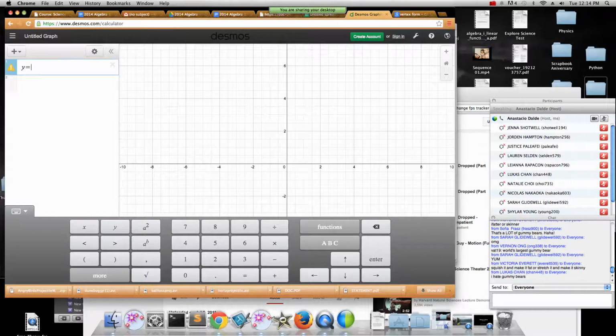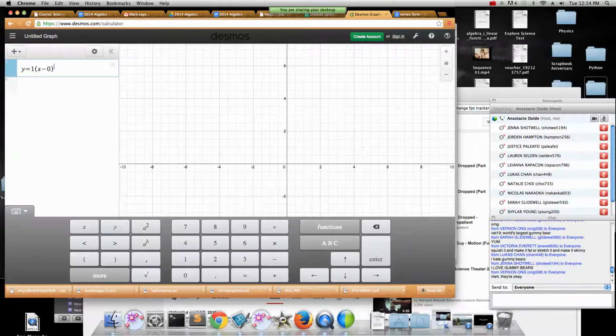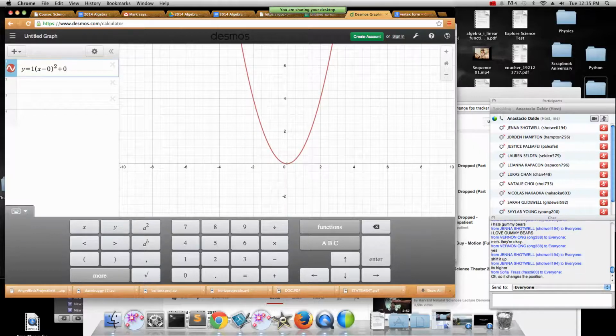y equals 1 times (x minus 0) squared plus 0. All right, so this is a regular parabola. Got it? Now what I'm going to do is put a 3 here. And what did that do? It raised it. It took my parabola and moved it up 3. Cool? I'm going to put a minus 3. That will take your parabola and move it down 3. I talked to you guys about this before. Plus 0, and if I put a plus 0 there, it won't move it up or down.